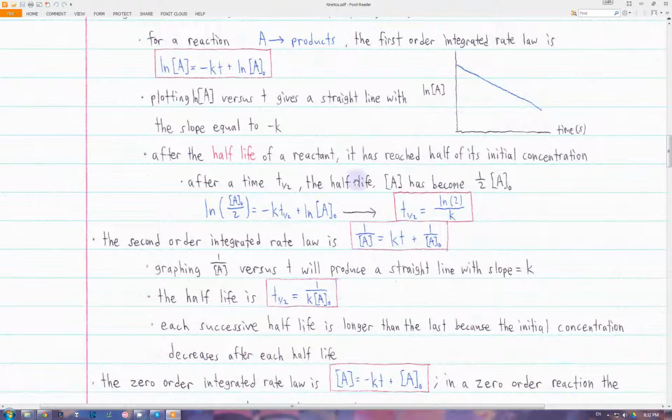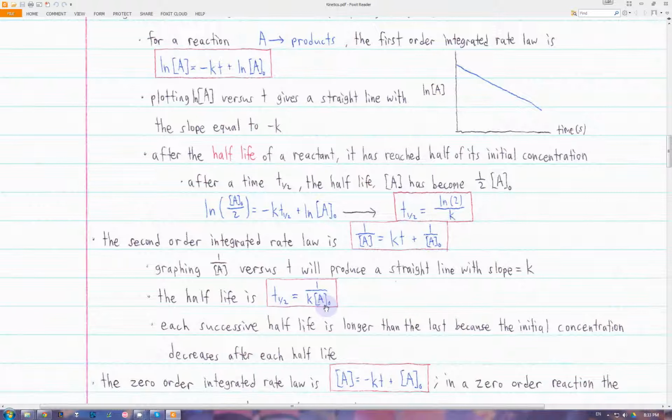And using the same method, we can come up with the half-life formula for the second order reaction. The half-life is equal to 1 over k times the initial concentration. Notice how the half-life of a second order reaction depends on the initial amount of reactant we have. So this means each half-life is going to be longer than the last half-life, because the initial concentration is getting smaller.